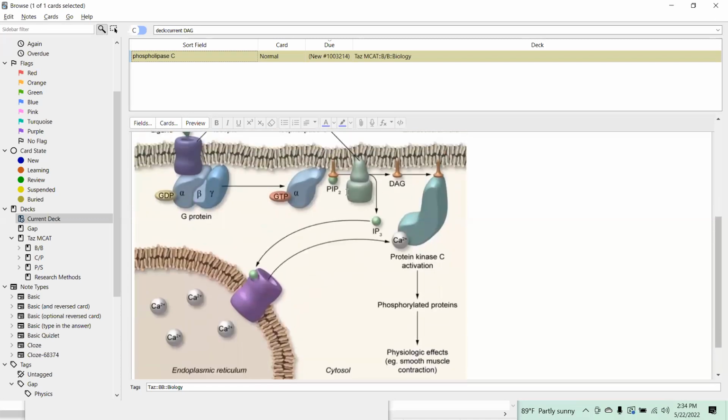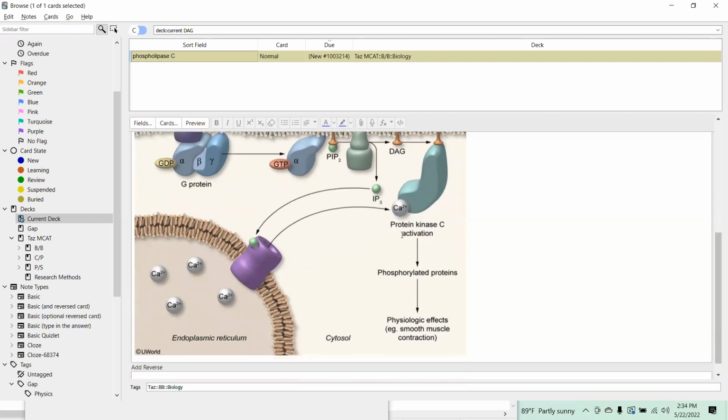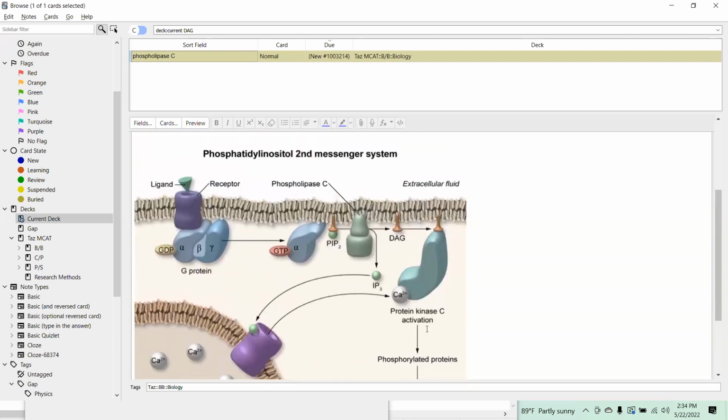So we can see that the signaling molecule being produced here is this IP3, which is going here and causing calcium to be released. And once calcium is released, you have activation of protein kinase C, which leads to phosphorylation of proteins, which leads to some kind of function. So that's what a G protein cascade or signaling molecule looks like.